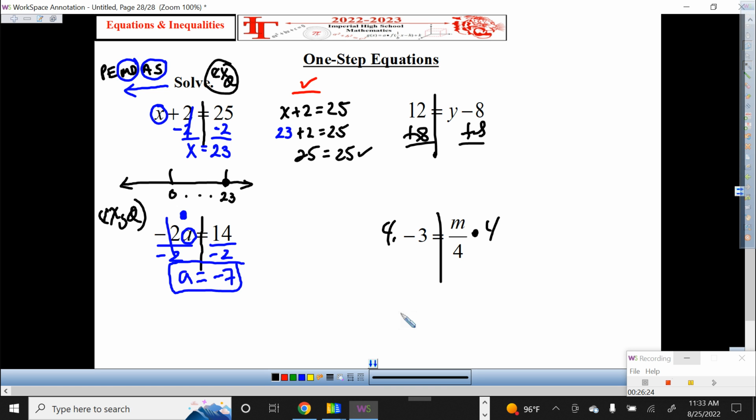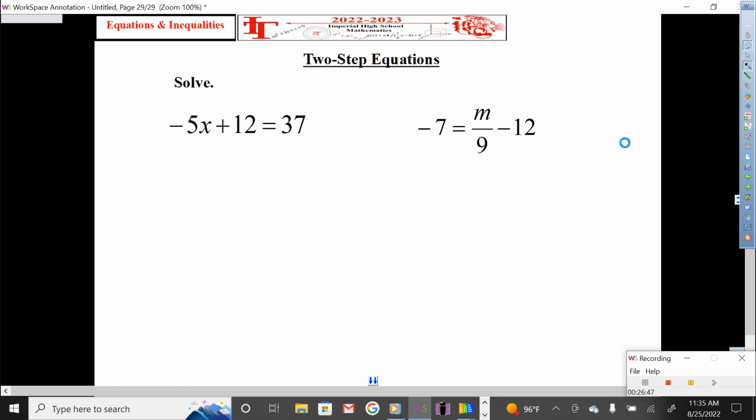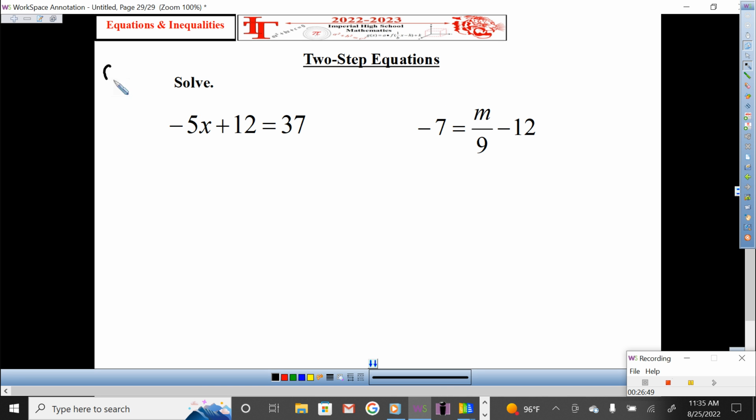These were baby steps. These are one-step equations. Guess what's next? Two-step equations. So copy this one, please. Did we do super Q already? All right, so let's do mega Q. Example, mega Q. We got negative 5x plus 12 equals 37.